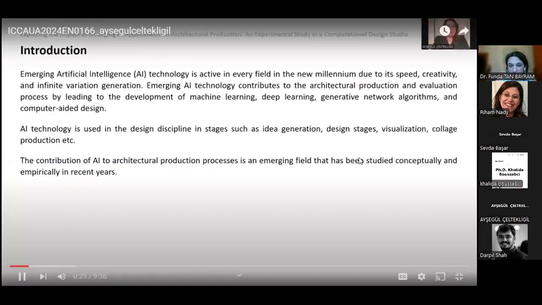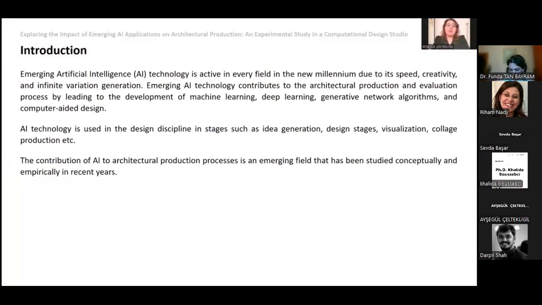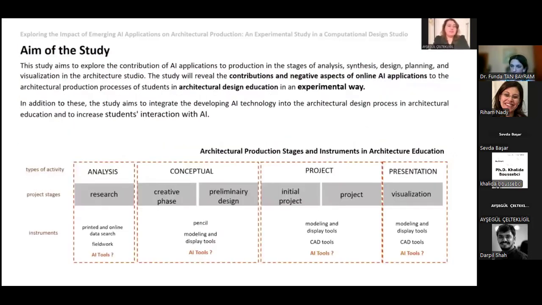Emerging artificial intelligence technology is active in every field in the new millennium due to its speed, creativity, and infinite variation generation. Emerging AI technology contributes to the architectural production and evaluation process by leading the development of machine learning, deep learning, generative network algorithms, and computer-aided design. AI technology is used in the design disciplines in stages such as idea generation, design, visualization, collage production, etc. The contribution of AI to architectural production processes is an emerging field that has been studied conceptually and empirically in recent years.